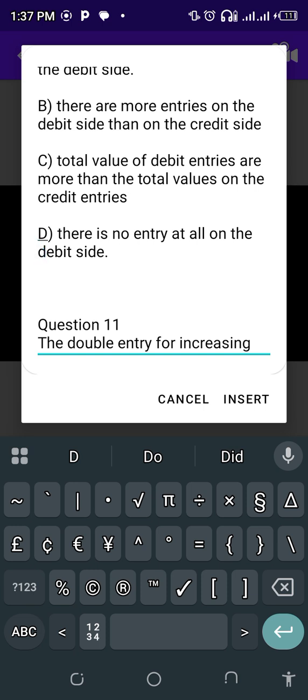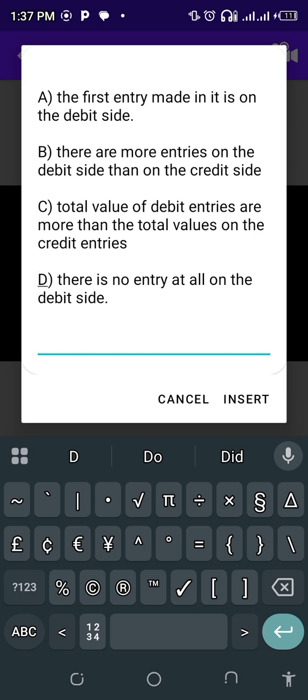Now there are two options that are close to the answer. That is option B and option C. There are more entries on the debit side than on the credit side. I know some students will choose this, but it's not the number of entries that matters. It's the value of entries. So the answer to this question is C. The total value of debit entries are more than the total value of credit entries. And so the right option there is option C.